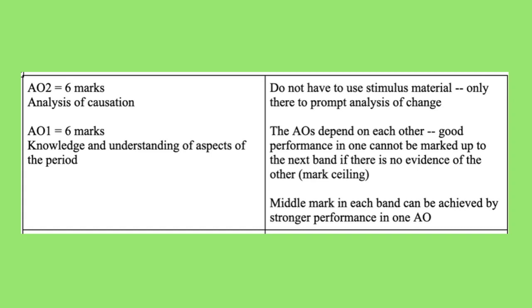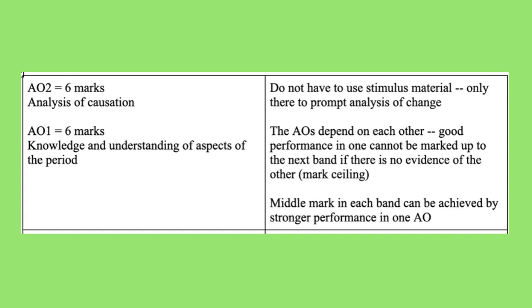Just remember though that if you do use them, it's also really important that you use evidence of your own knowledge, because if you only use the stimulus points, you hit what's called a mark ceiling, and that means that you can't actually score in the higher bands if you're only using the information given to you in the question. That brings us on to AO1, which is also worth 6 marks, and that is for you bringing in your knowledge and understanding of the period.